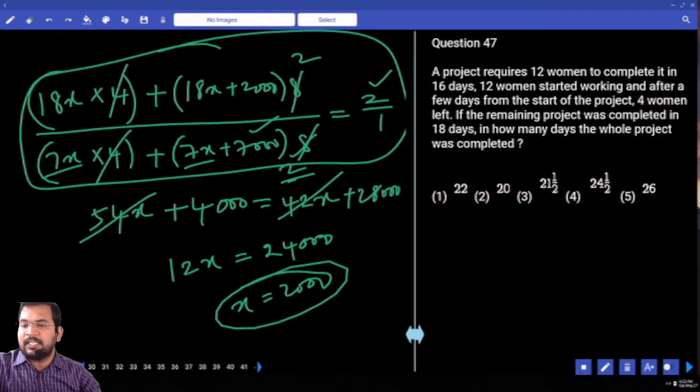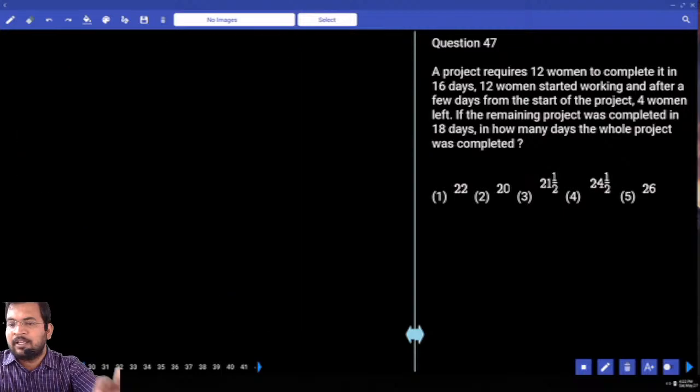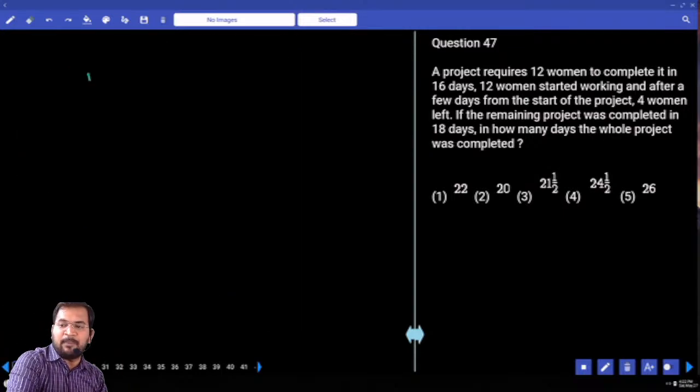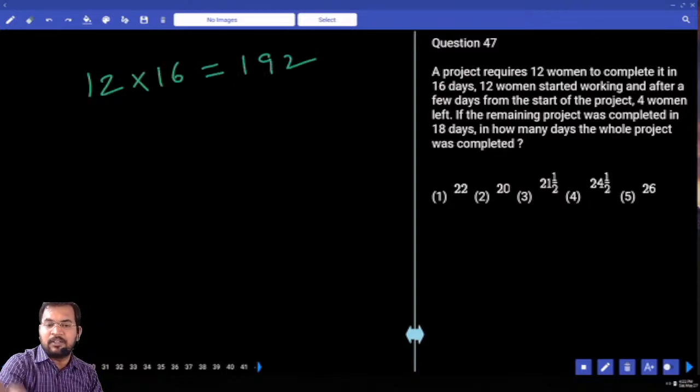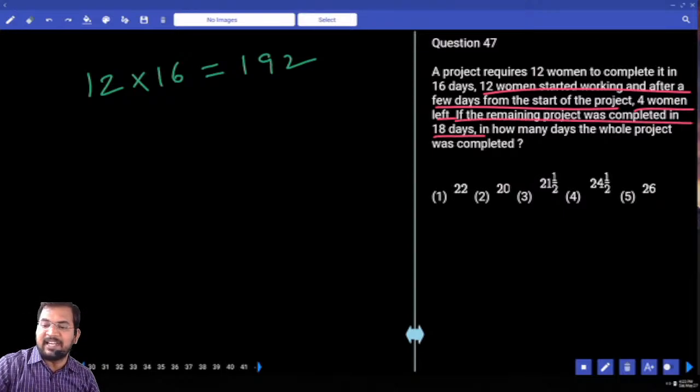A project requires 12 women to complete it in 16 days. 12 women are there. It will take 16 days. Therefore, total work is 192, which is 12 into 16. 12 women started, but a few days from the start of the project, 4 women left. We don't know how many days they worked. If the remaining project was completed in 18 days.